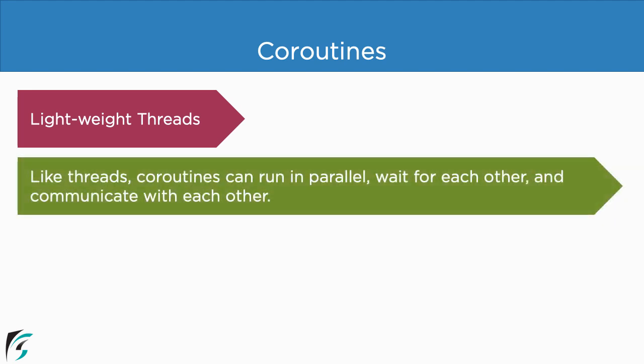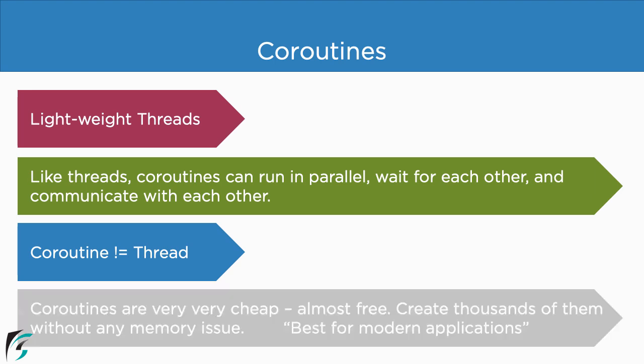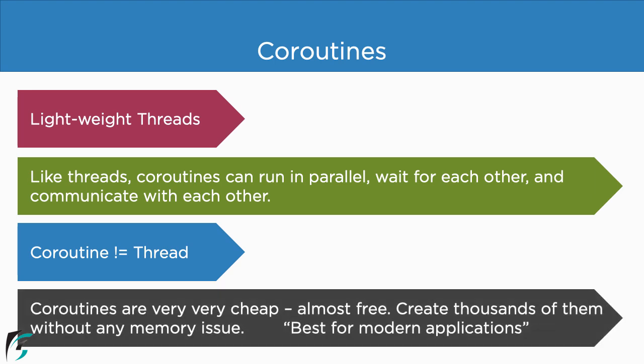Similar to threads, coroutines can run in parallel, wait for each other to finish, and even multiple coroutines can communicate with each other. But remember, coroutines are not threads. So please note this. This is very important. Their functionality might look similar, but they are totally different. They are not the same. And the biggest difference of a coroutine when compared to a thread is that coroutines are very cheap. They are almost free.